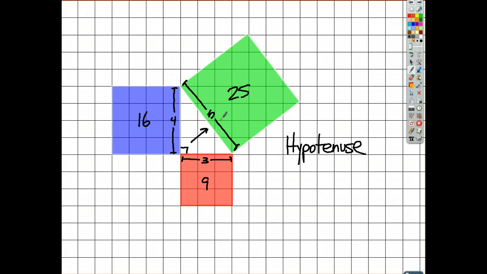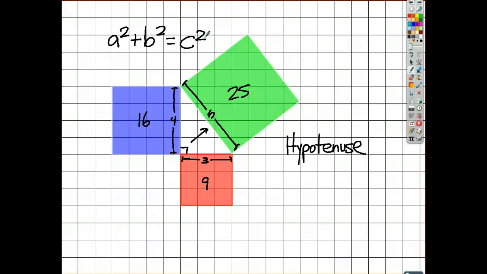The formula that we use for this is a squared plus b squared is equal to c squared. What this says is the square created by one leg added with the square created by the other leg is going to equal the square created by the hypotenuse. So the area of the square of one leg added with the area of the square of a second leg equals the area of the square created by the hypotenuse. That is the Pythagorean theorem, and we can use this for all kinds of interesting applications.